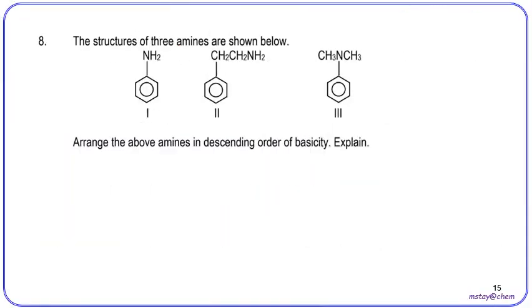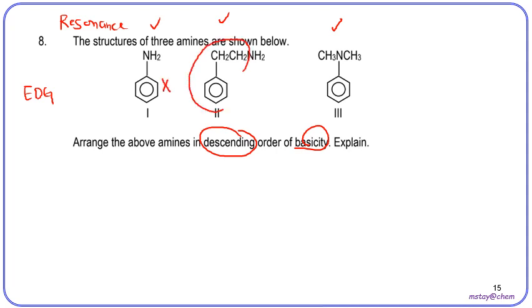Okay, we come to the last question in this video. Also, we need to arrange the basicity. However, this time we are going to do the descending order. Again, it's very obvious that all these three have the resonance effect, so we are going to look at the EDG. The first one does not have EDG. The second one, yes, we have one EDG. While for the third one, we have two EDG. So here we consider that it has more EDG.